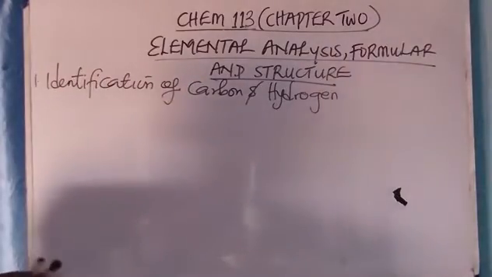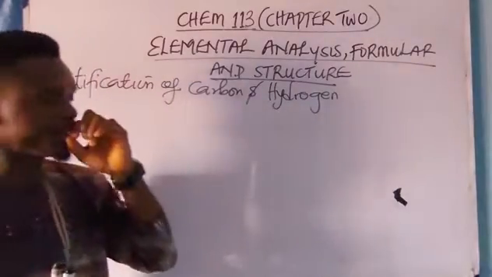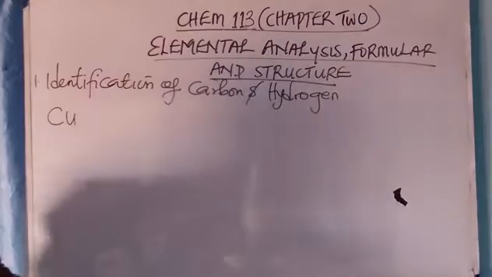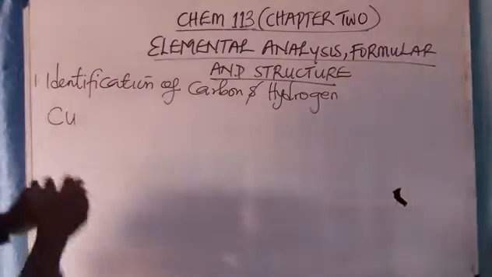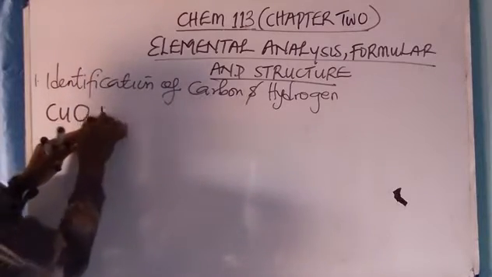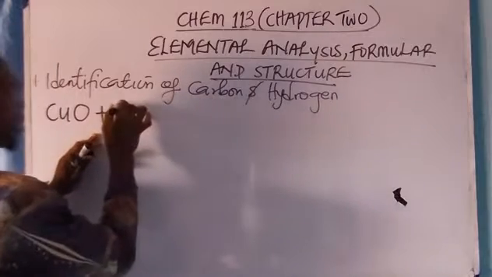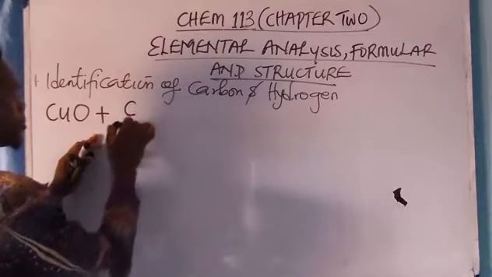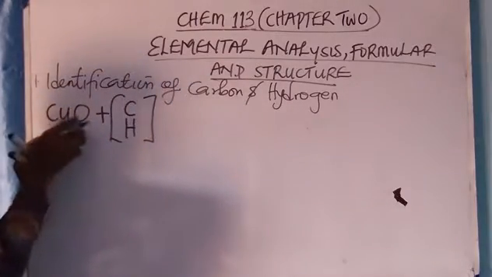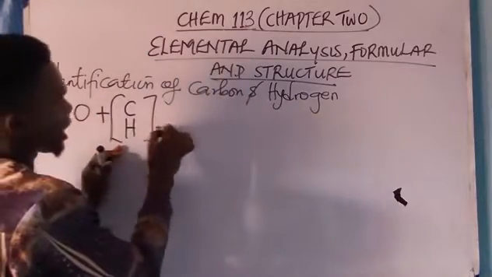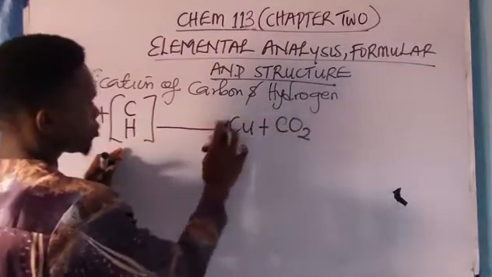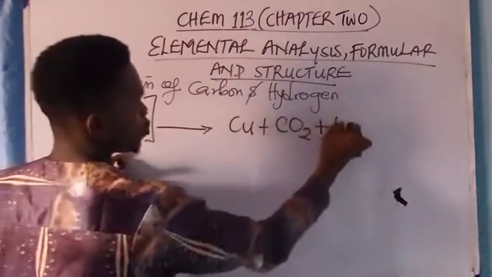In doing this, what we are going to do is heat dry copper 2 oxide in the presence of these two elements, carbon and hydrogen. As such, copper will be produced, carbon 4 oxide will be produced, and water will be produced.